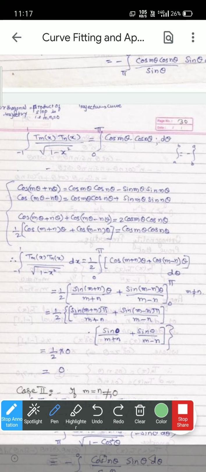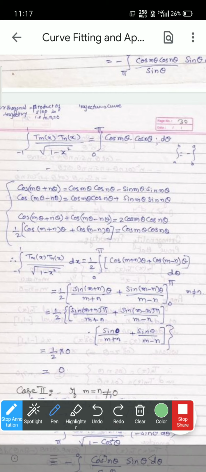Using the formula cos of a plus b, cos of m theta plus n theta is equal to cos of m theta cos of n theta minus sin of m theta sin of n theta. And what is the formula for cos of m theta minus n theta? It is cos of m theta cos of n theta plus sin of m theta sin of n theta.